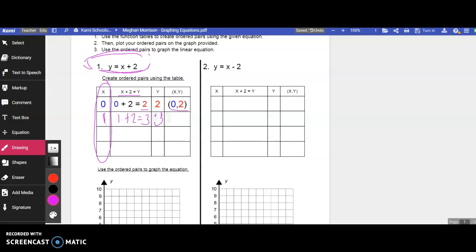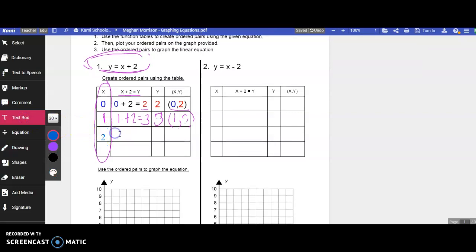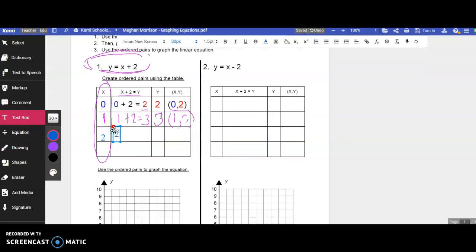So there's my y. You might want to just type these. Maybe I'll do that for the next one. So then my point is 1, 3. All right, let me switch to typing. So say I picked 2 for this next one. Well, x plus 2 means I'm going to do 2 plus 2 equals 4. So my y is 4.